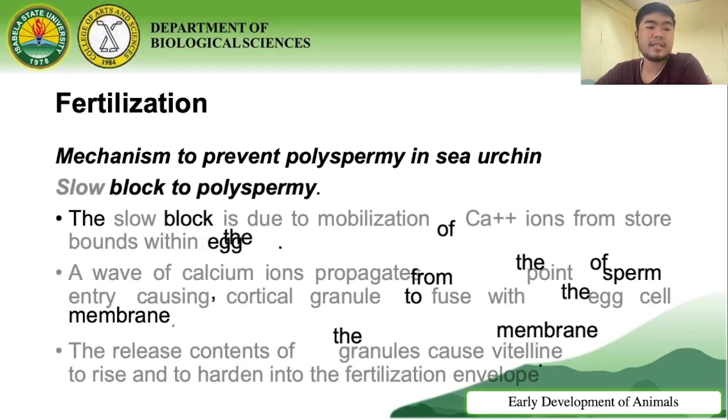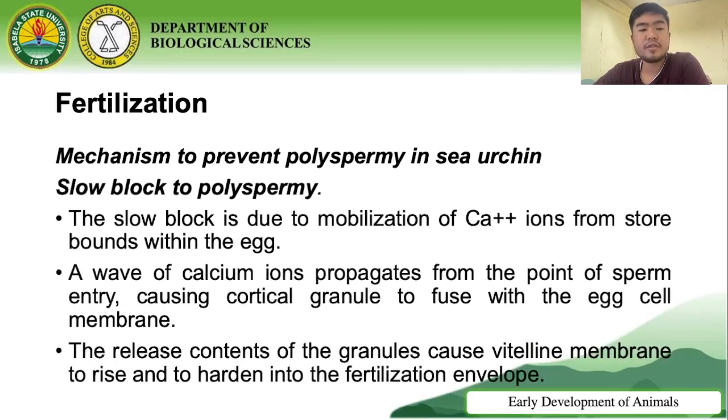Okay? And the slow block to polyspermy, on the other hand, is due to the mobilization of calcium ions from stores bound within the egg. A wave of calcium ions propagates from the point of sperm entry, kung saan nag-penetrate yung first sperm, and it causes cortical granules to fuse with the egg cell membrane. At the point of entry, it releases the contents of the granules, which cause the vitelline membrane to rise and harden into the fertilization envelope. That's why hindi na siya ma-penetrate ng other sperm cells.